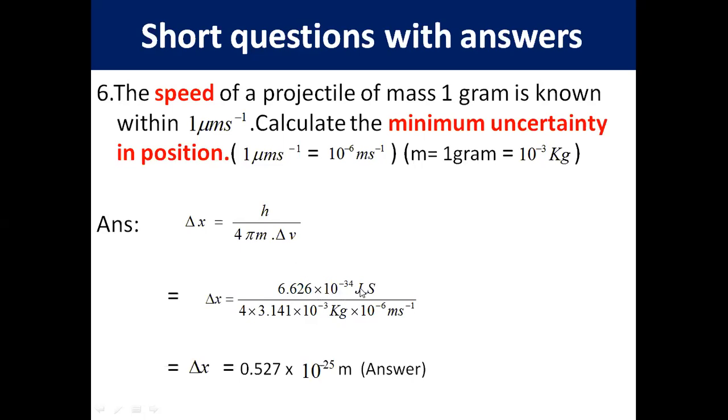6.626 into 10 to the power minus 34 joule second, 4 into pi, then the mass of this projectile, given in the question as 1 gram. So mass we will write as 10 to the power minus 3 kg, and the uncertainty in velocity is given as 1 micrometer per second. That means it is 10 to the power minus 6 meter per second. So now we get the uncertainty in position equal to 0.527 into 10 to the power minus 25 meter.